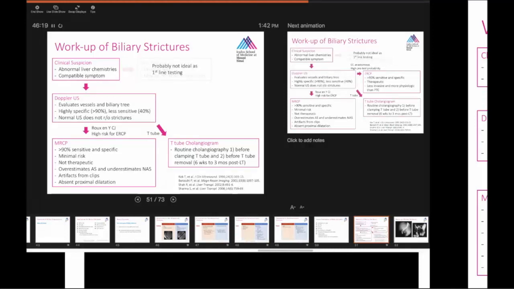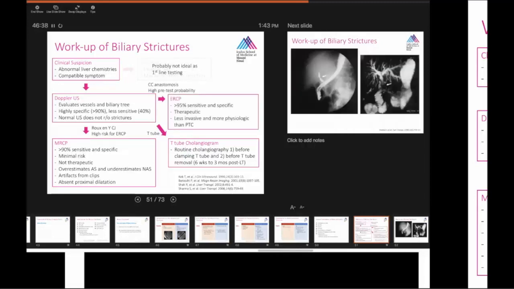Cholangiography in T-tube is actually routinely done before they clamp the T-tube and before they remove it to look at the anatomy, usually between 6 weeks and 3 months post-transplant. On the other hand, in patients with intact, native anatomy, or sometimes if your pretest probability is already high, then maybe you could skip the MRCP and proceed with an ERCP. And the advantage of the ERCP, of course, is that it's therapeutic. But of course, it carries the increased risk of post-ERCP pancreatitis. And I read somewhere that the risk of post-ERCP pancreatitis might actually be higher in transplant recipients than non-transplant recipients.